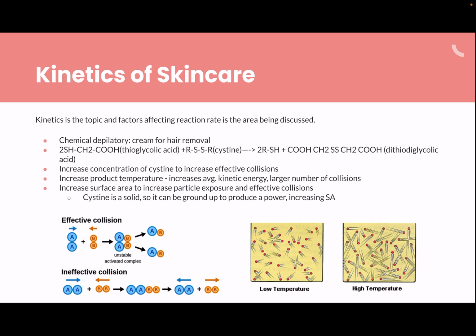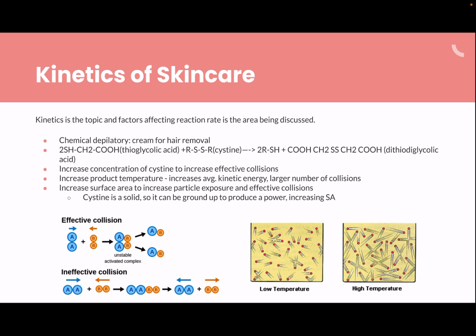Chemical reactions can occur in certain skincare products, like chemical depilatories, which are creams for removing hair. If we wanted to speed up the reaction within this product, there are a few factors that speed up reaction rates. Increasing the concentration of cysteine would increase effective collisions. Increasing the temperature increases the average kinetic energy and increasing collisions, and increasing the surface area increases the exposure of particles to each other, resulting in more effective collisions.